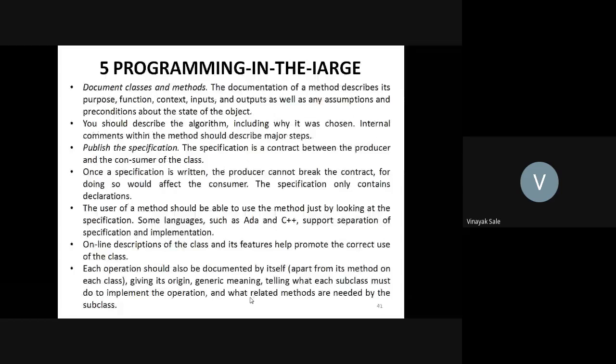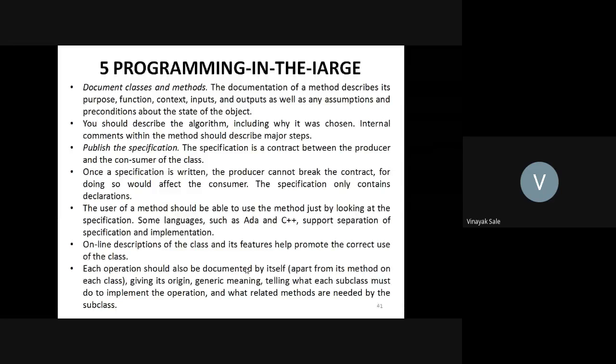So document classes and methods. The documentation of a method describes its purpose, function, context, inputs and outputs, as well as any assumptions and preconditions about the state of the object. You should describe the algorithm, including why it was selected. Internal comments within the method should describe major steps.